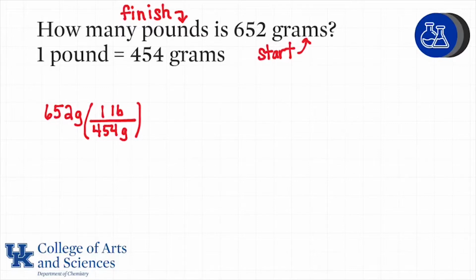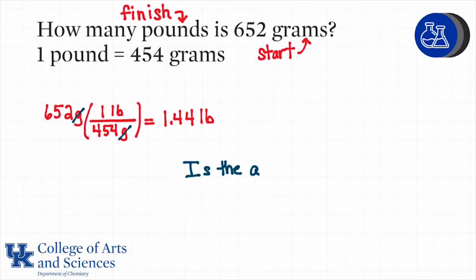relationship is true regardless of any other values, and we can invert these relationships as needed to make the units work out correctly. But when we invert the units, we also need to invert the values so that 1 stays with pound and 454 stays with grams. We can cancel out grams and solve our problem to get 1.44 pounds.